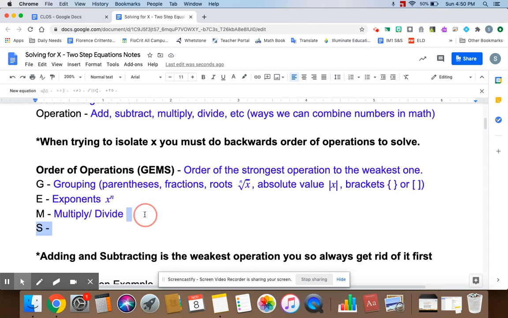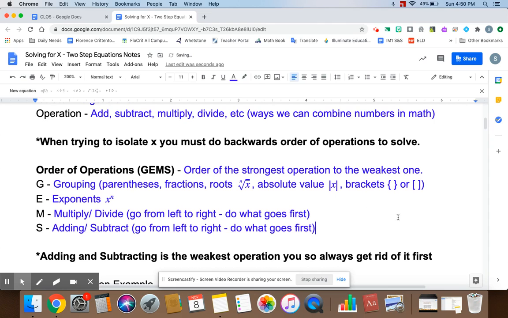So when you have to decide what to do first, you always go from left to right. So you do what goes first from left to right. So if you see multiplying first, you do multiplying first. And if you see dividing first, you do dividing first, depending on when you move left to right. So the S stands for subtract, but subtracting is just adding a negative. So again, adding and subtracting are the same strength, but you also just do whatever goes first when you go left to right when you read the equation.